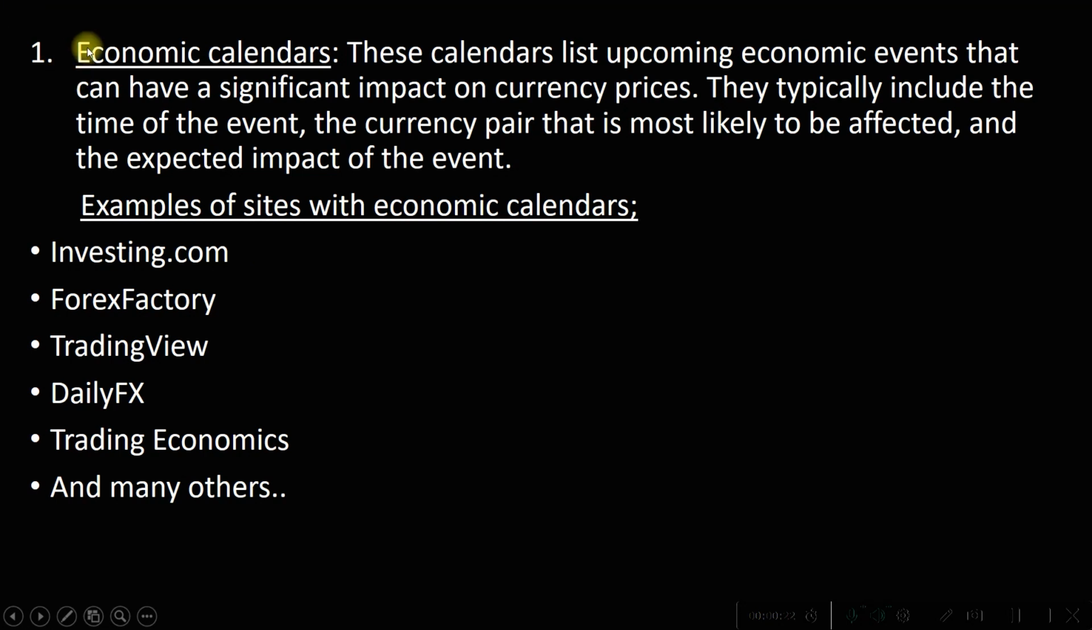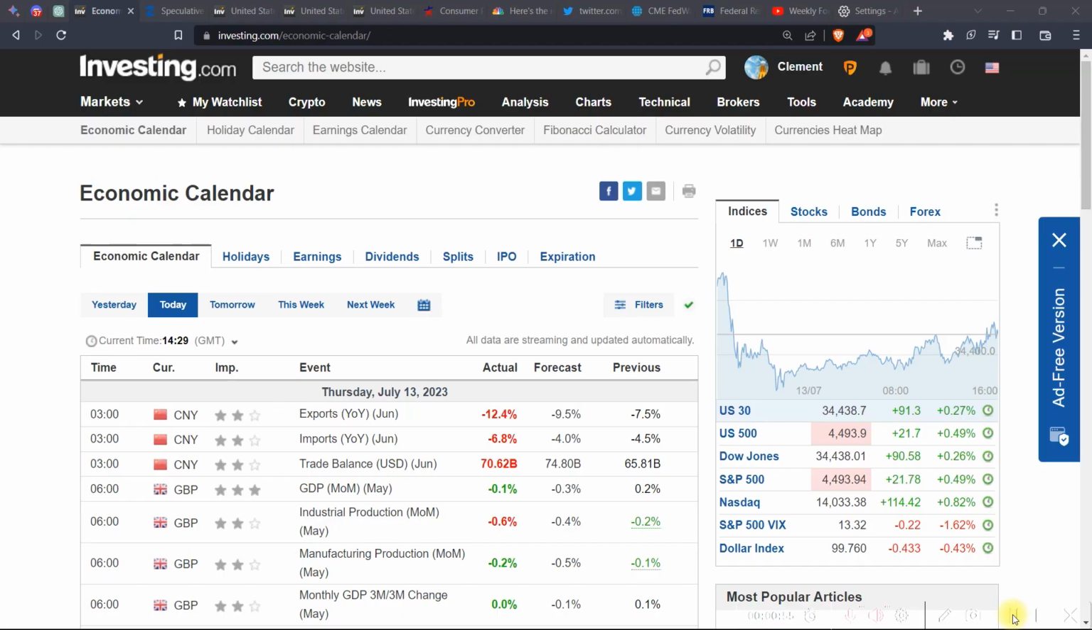Number 1, economic calendars. These calendars list upcoming economic events that can have a significant impact on currency prices. They typically include the time of the event, the currency pair that is most likely to be affected, and the expected impact of the event. Examples of sites with economic calendars: investing.com, Forex Factory, TradingView, Daily FX, Trading Economics, and many others.